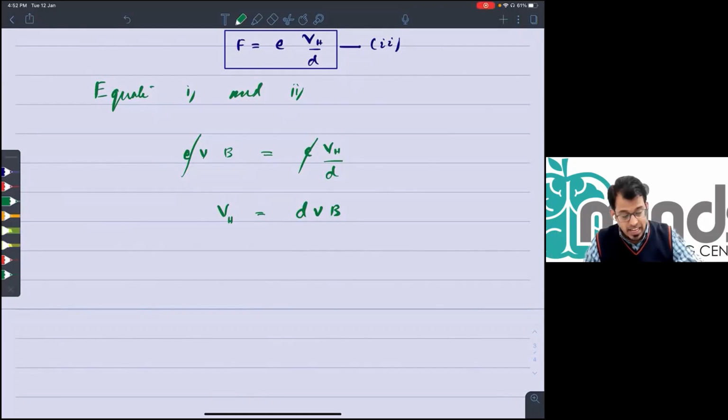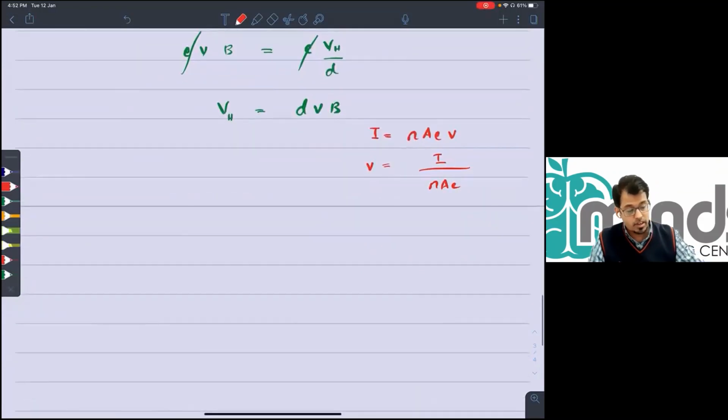Remember, in AS level physics, we used an equation I equals NAEV. Electronic current is given by NAE times V. How many of you remember this equation? Okay, almost all of you. So if I calculate V, it will be I over NAE. Put this in the above equation. Hall voltage will be D times I over NAE, and then we will have B.